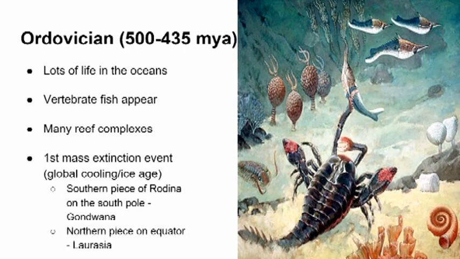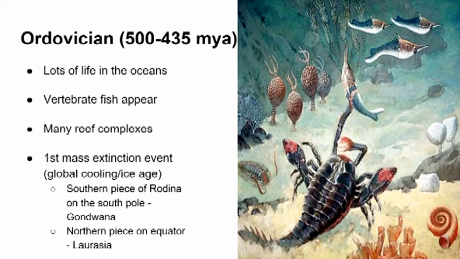The next one is the Ordovician period, 500 million years ago to 435 million years ago. We still have lots of oceans. There's more and more life showing up in the oceans. We're starting to get vertebrate fish. Reef complexes are going to be things like corals. And then we're going to have our first mass extinction event at the end of this period.